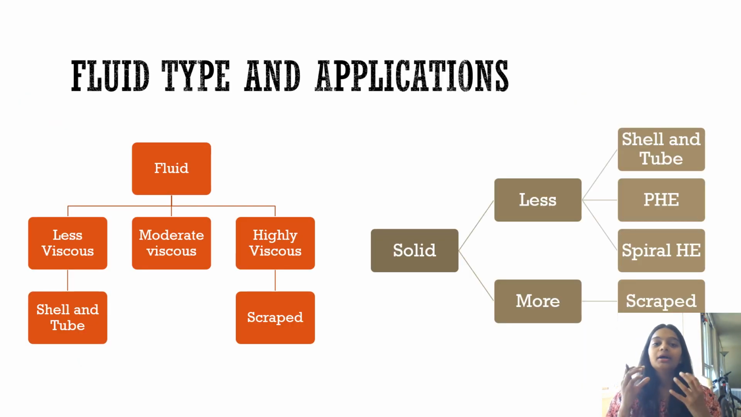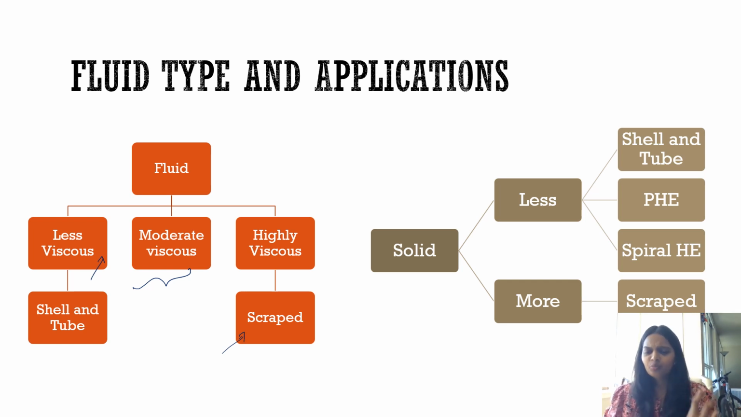Now deciding which one to use when. Based on fluid type and applications, it could be heating, boiling. It depends on the industry in which you are working. Basically on the fluid, if it is less viscous, you can go with the shell and tube heat exchanger. For very clear and clean fluid we use the shell and tube heat exchanger. If it is moderately viscous, you can use the other types of heat exchanger. If it is highly viscous, then you can use the scraped surface heat exchanger.